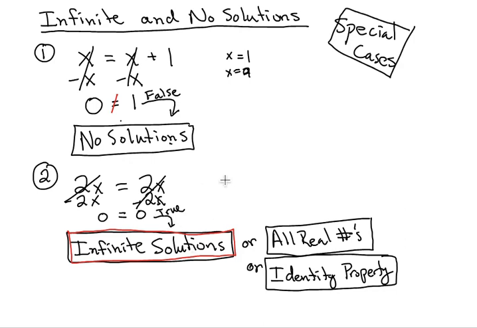So we might get other problems that might say 7 equals 7, and that would be an infinite solution. Or it might say 2 equals 2. Notice it's different, not 2x equals 2x, but 2 equals 2. The number equals itself. That's a true statement. So that would be our infinite solutions.